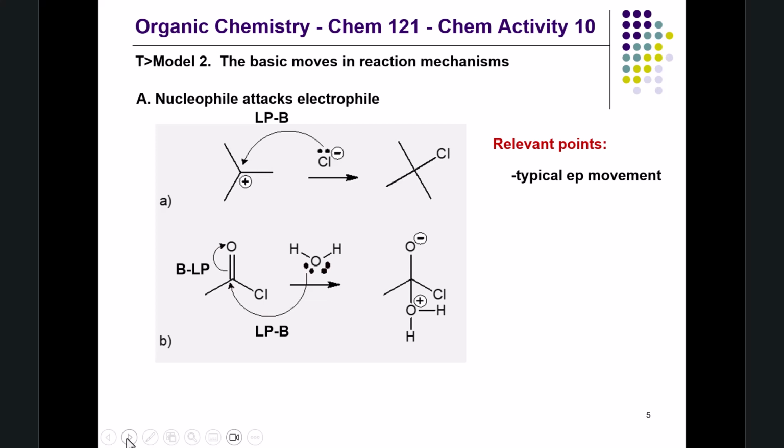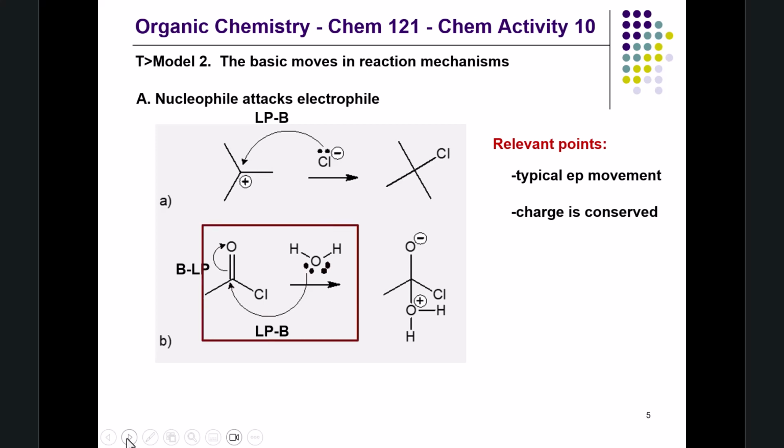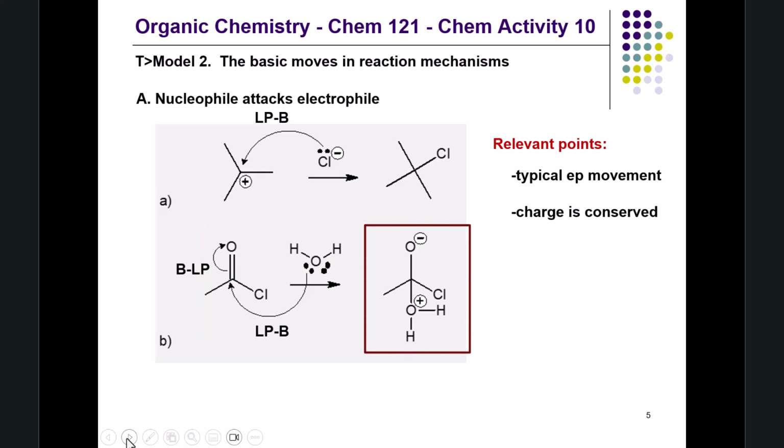So as I say, typical electron pair movements will be involved in nucleophile attacks electrophile. If you look carefully, you will see that the charge is conserved. In mechanism A, we have on the left-hand side a positive and negative. When they come together, we now have a neutral molecule. So on the left-hand side, overall neutral. On the right-hand side, overall neutral. In mechanism B, we start off overall neutral, and on the right-hand side, we're also overall neutral in the sense that the positive cancels the negative.